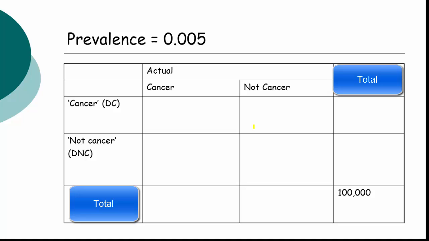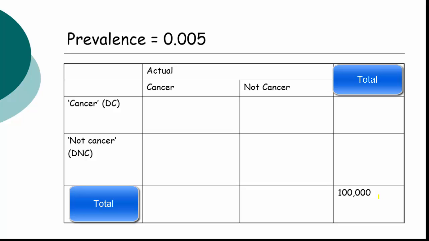Start from an assumption that in total we have 100,000. So we're going to take it that the total number of people, these are totals down here, is the total number of people. We're imagining that we have 100,000 people in our population.